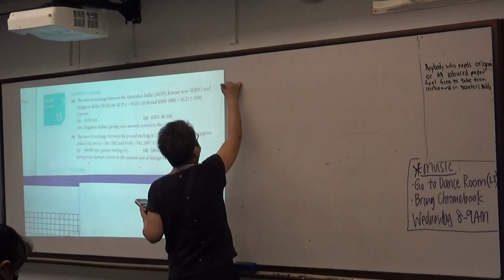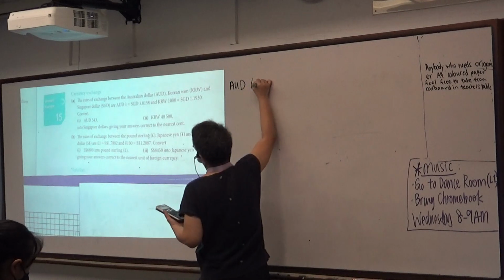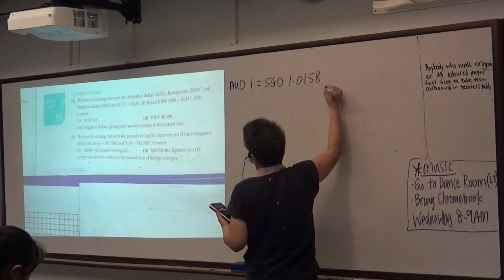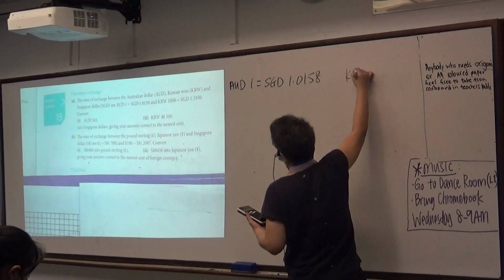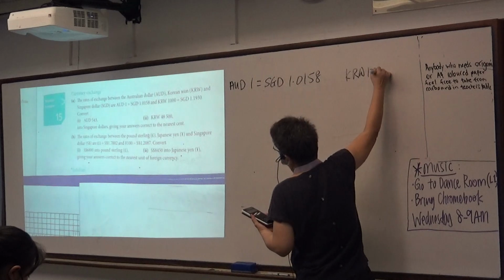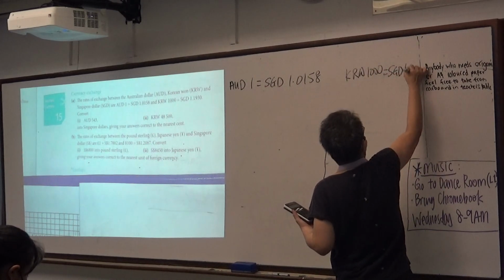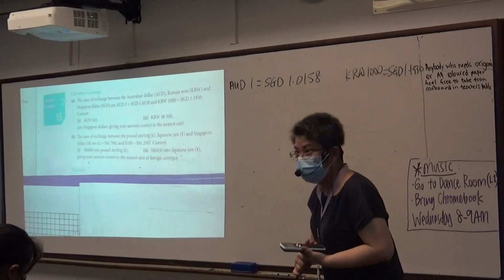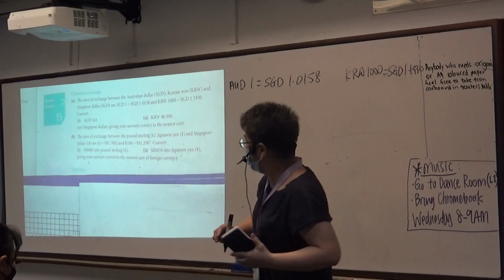Now I'm going to write down. This is Australian dollar 1 is Singapore dollar 1.0158. And then Korean won, KRW 1000 is Singapore dollar 1.1930. Are we okay? This is the exchange rate given to you. I'm going to teach you how to write it so that you will not make mistakes. Okay, now let's take a look here.